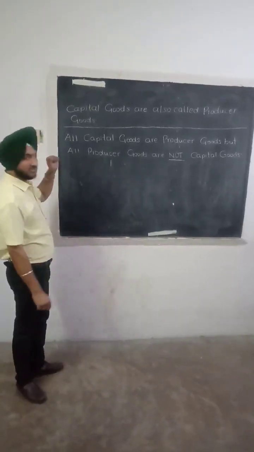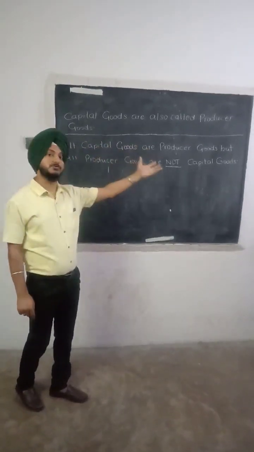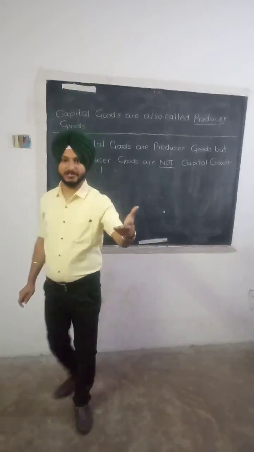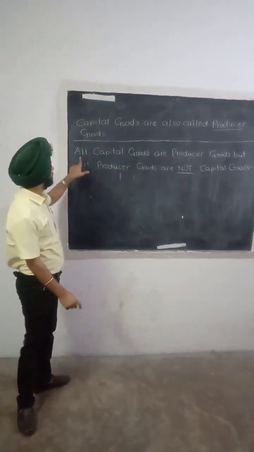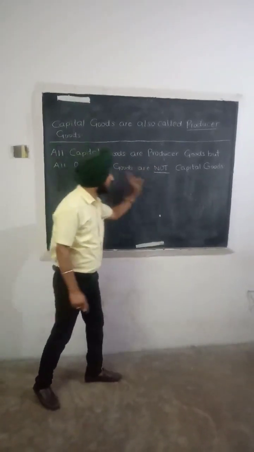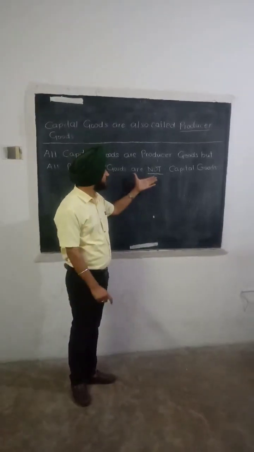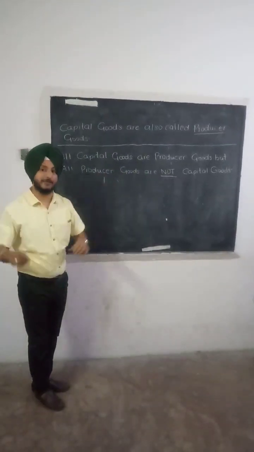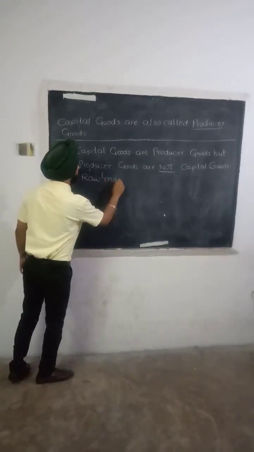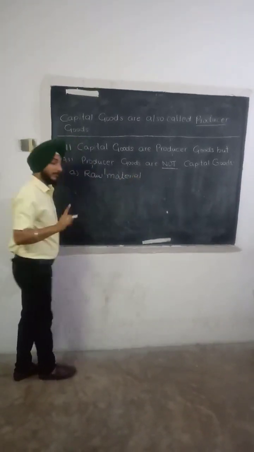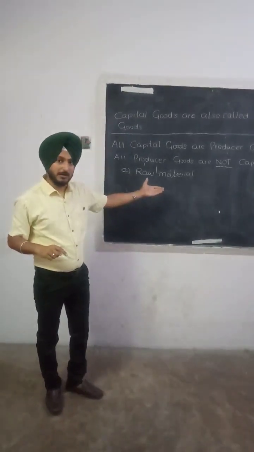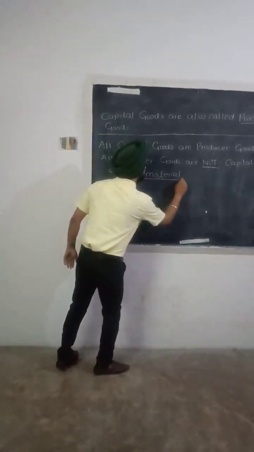Yes. So next, capital goods are also called producer goods. As is clear by its name, producer goods are meant for further production. Here we have an interesting point: all capital goods are producer goods, but all producer goods are not capital goods. Why? Because producer goods involve various types of activities. They involve raw material also. Raw material are not durable goods which can be used for several years. These are not of very high value.